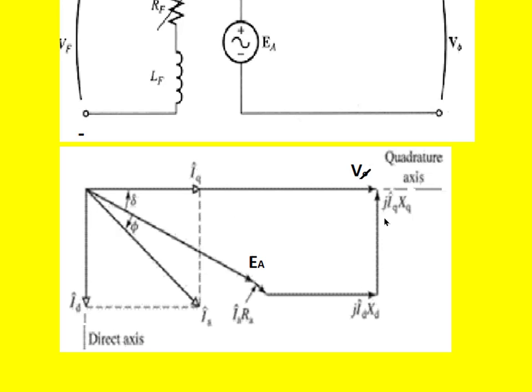Remember, this is drawn using the fact that IA is the vector sum of IQ and ID, where ID is the direct axis current and IQ is the quadrature axis current. The angle between the applied voltage per phase and the induced EMF in the stator is delta, and the angle between the induced EMF and the armature current we call phi.